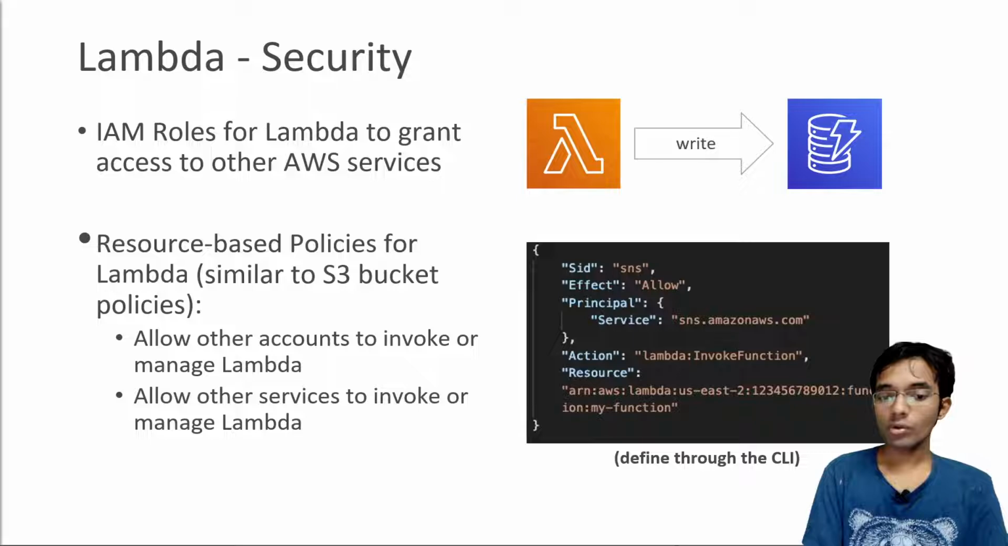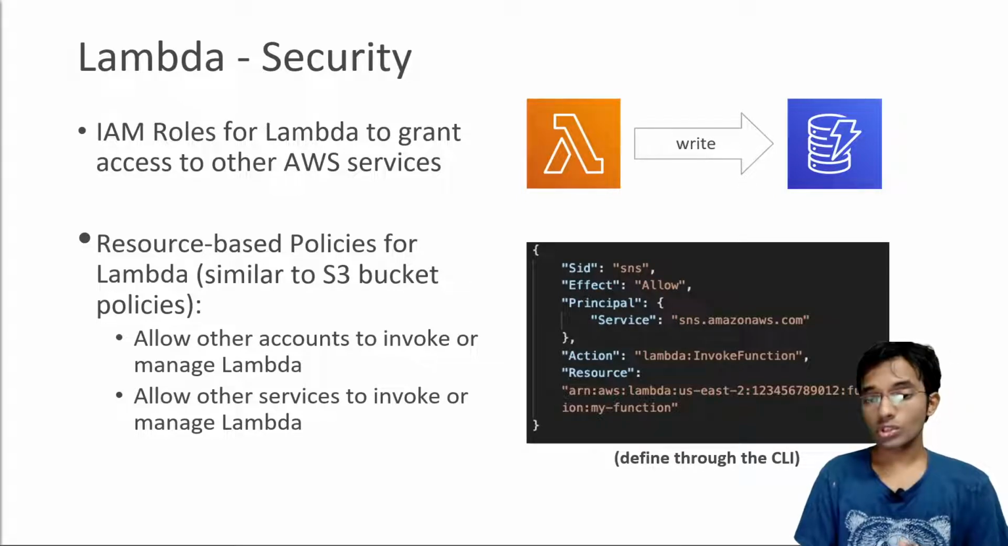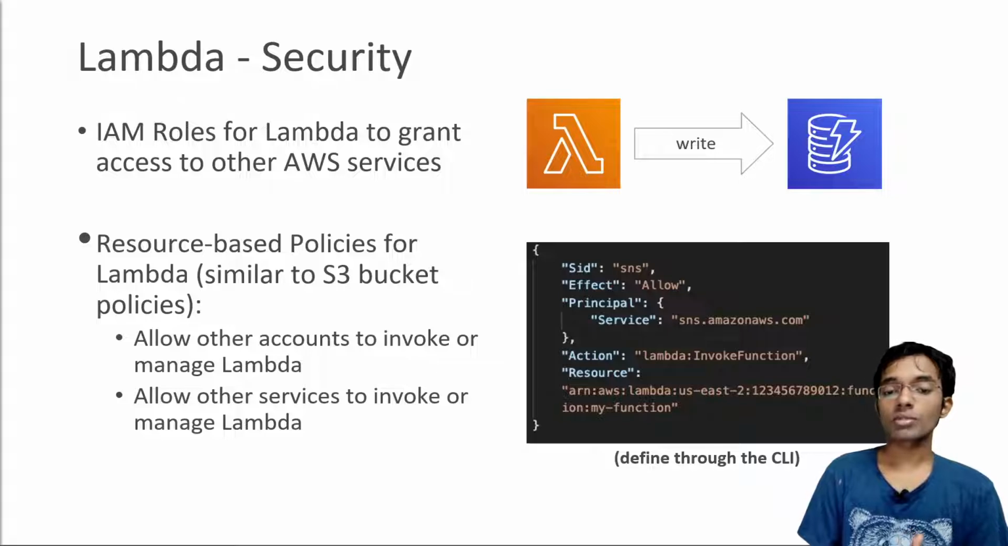Cool. Now let's get into Lambda security. IAM roles for Lambda are extremely important, but we already know this, and they allow your Lambda function to talk to other AWS services. For example, if your Lambda function was writing to DynamoDB, it would need an IAM role that provides access to DynamoDB.